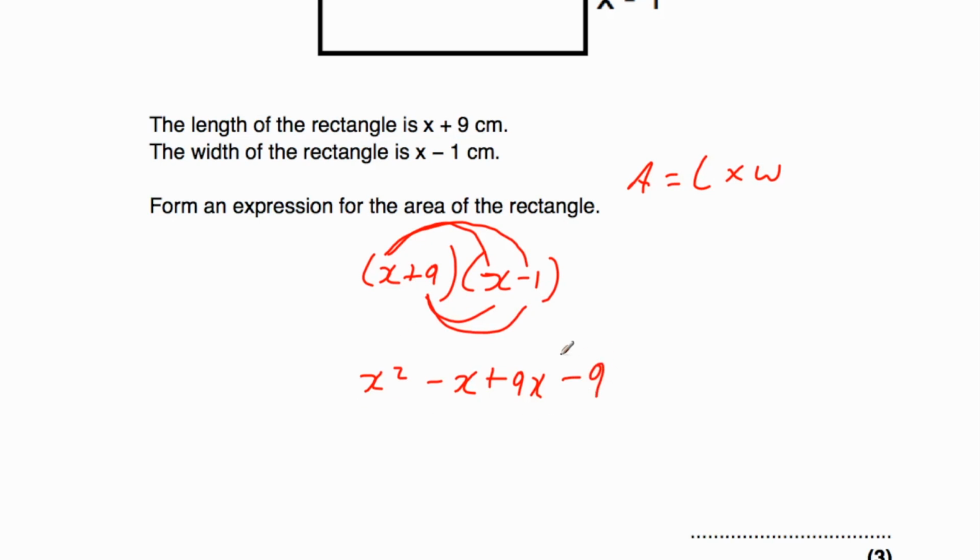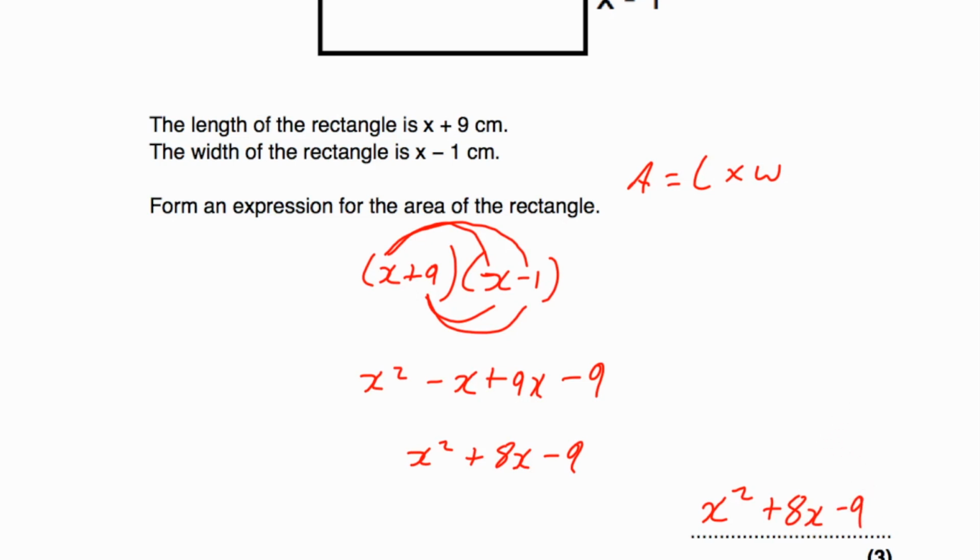Now if we have a look at our expression, we've got some like terms. We've got our minus x and our 9x. Well, if we had minus 1x and we added 9x, we would get 8x. So the answer would be x squared plus 8x minus 9. And let's write that down. x squared plus 8x minus 9.